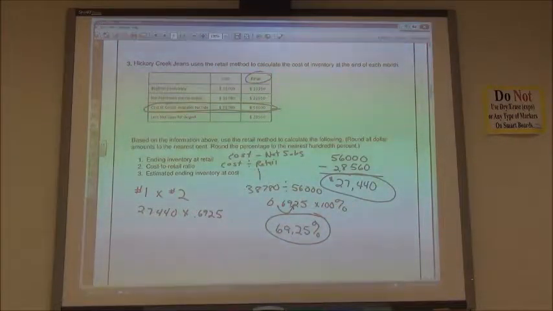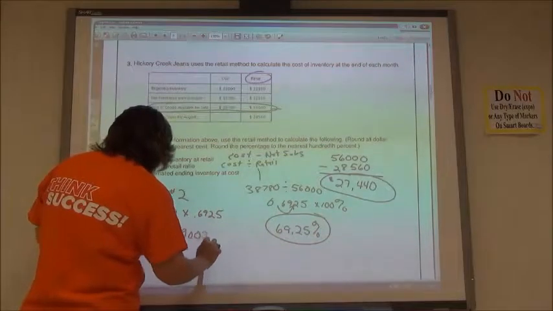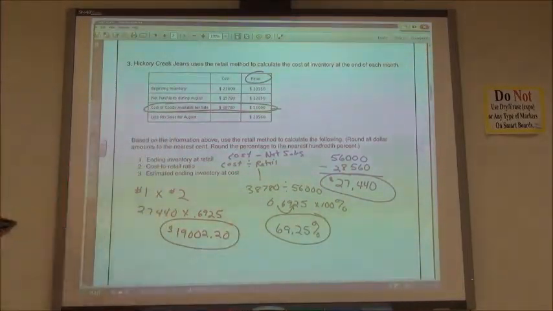So if I multiply that out, 27,440 times 0.6925 gives me our estimated inventory at cost, $19,002.20.